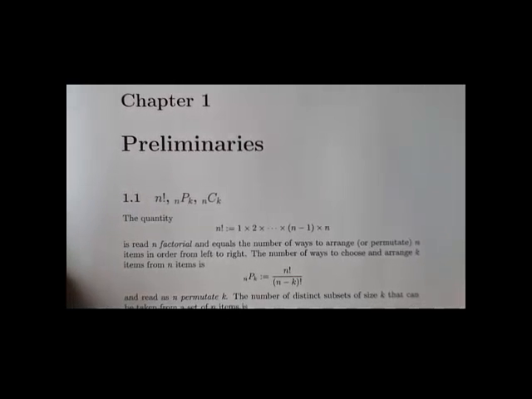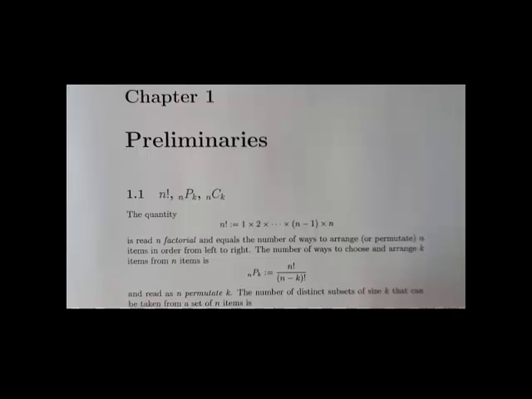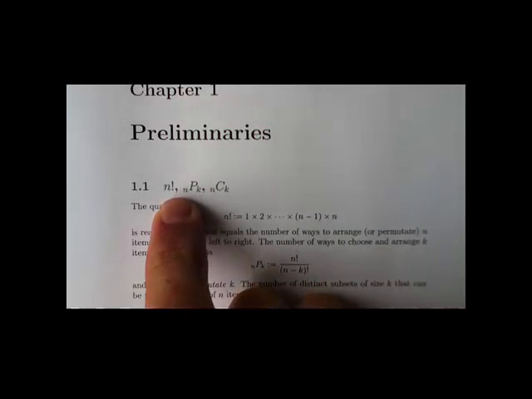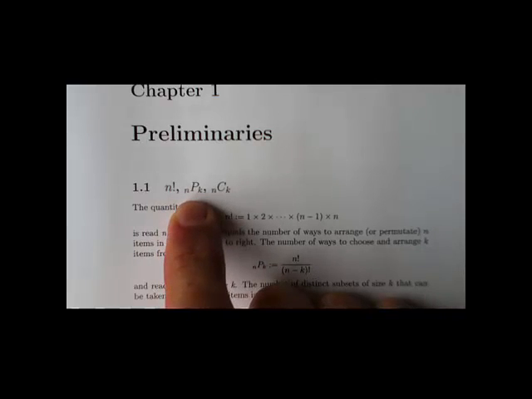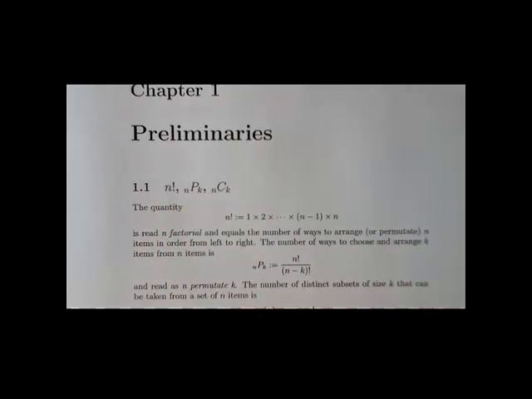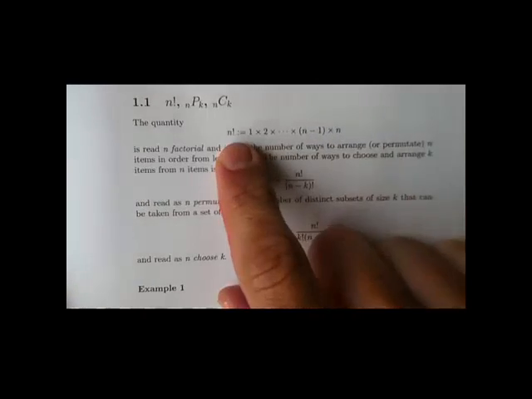Alright, here are a few preliminary things that we need to go over before we get started. First of all, we have this guy called n factorial. It's just n exclamation mark, n permutate k, and n choose k. That's what this section is about.